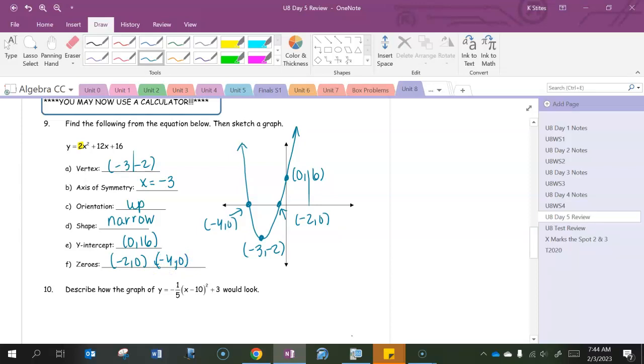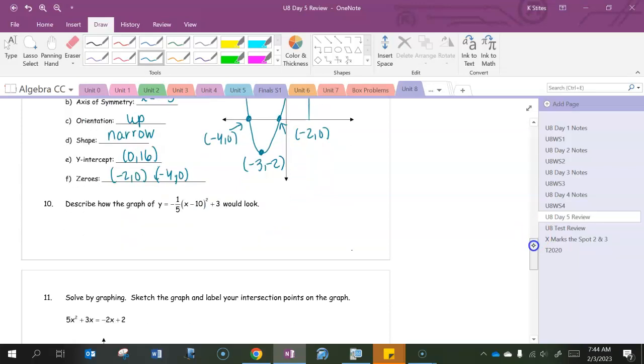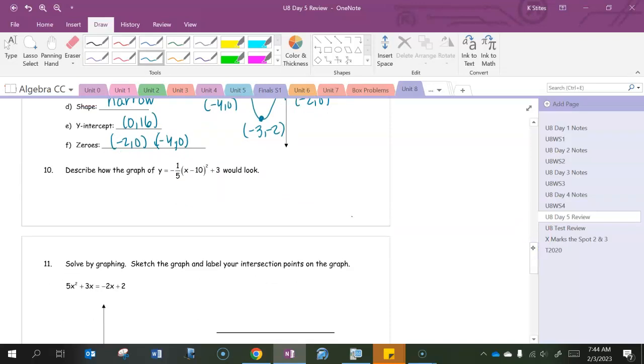All right, so next we're going to describe how the graph would look. Okay, and again, you want to use words like vertex. So your vertex would be at 10, 3 because we switch the sign and then keep the sign. We also want to talk about orientation. Orientation means up or down. Since this a value is a negative, this is down. This is a fraction between 0 and 1, so this is going to be wide.